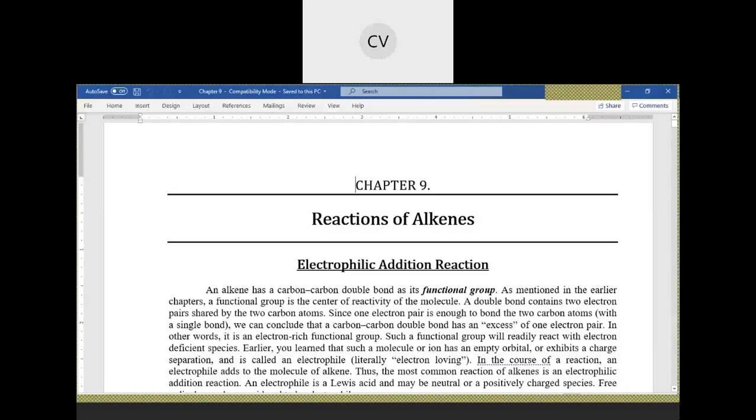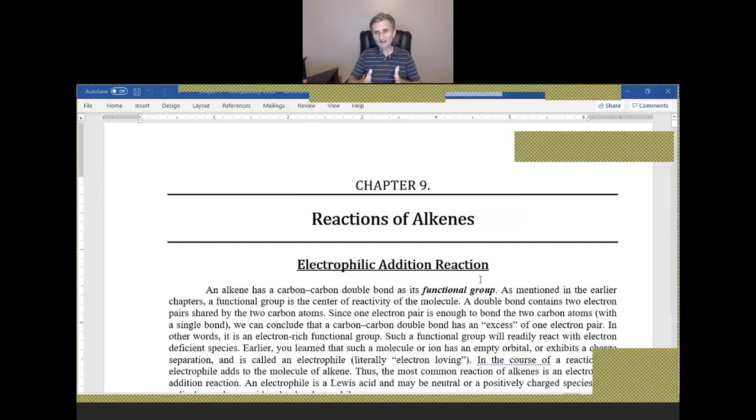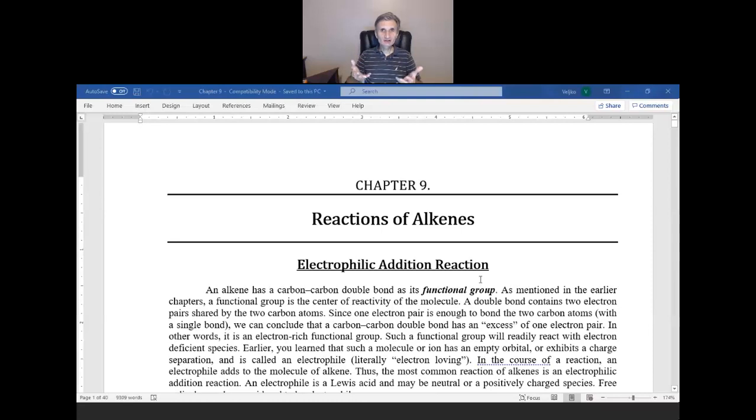In chapter 9, we are going to examine reactions of alkenes. There is a large number of very diverse reactions of alkenes, and you are supposed to be familiar with all of them. In general, on an exam, you will encounter a reaction you haven't seen before, in a sense that that particular combination of substrate and reagent would be something you haven't seen before. But based on your knowledge, you should be able to figure out the outcome.